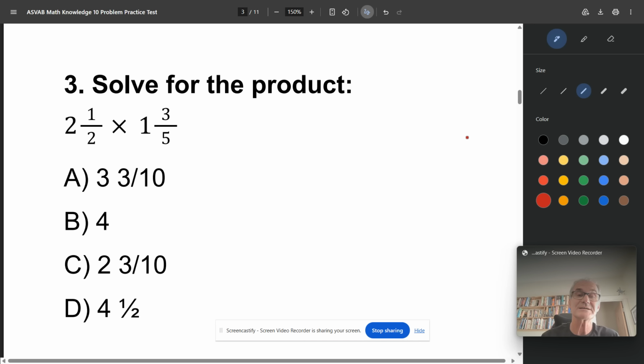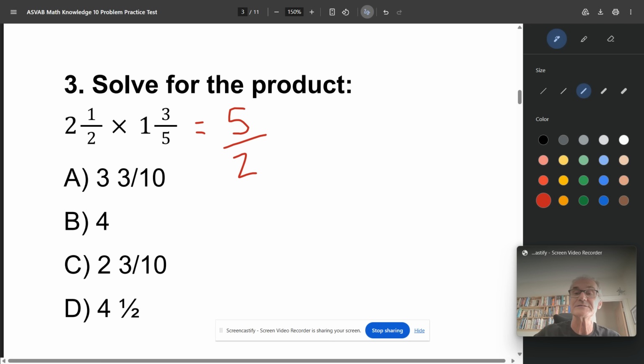So the first thing I'm going to do is turn these mixed numbers into an improper fraction. So the way I do that is I do 2 times 2, the main number times the bottom number. 2 times 2 is 4. Add the top number. 4 plus 1 is 5. So the equivalent of 2 1/2 is 5 halves.